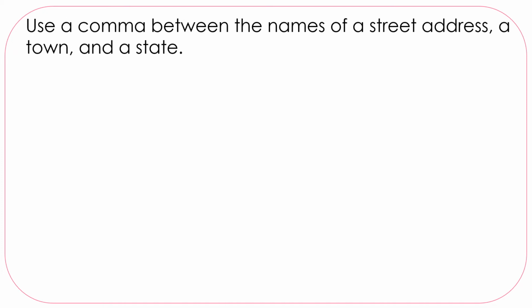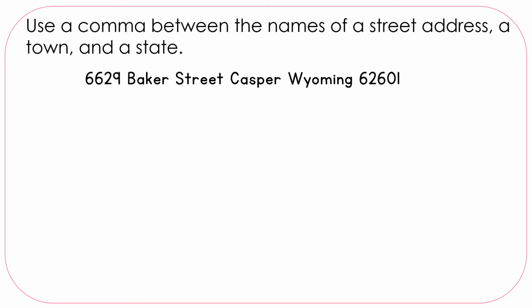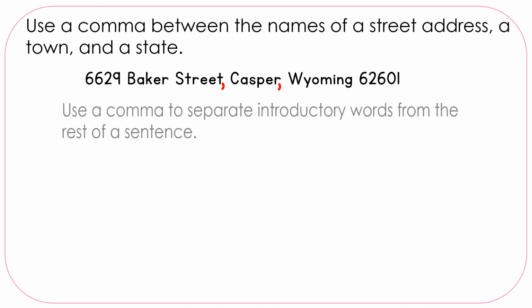Use a comma between the names of a street address, a town, and a state. So in this sentence, we have 6629 Baker Street. We need a comma there. Then Casper is the name of the town. And then Wyoming is the state.